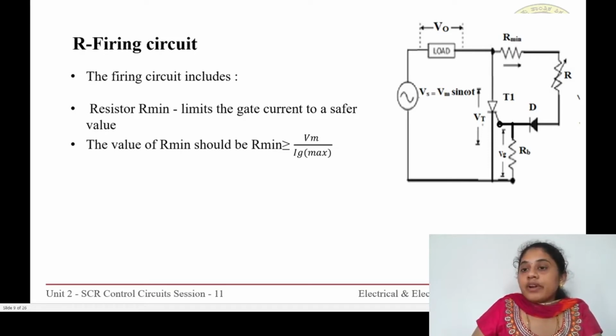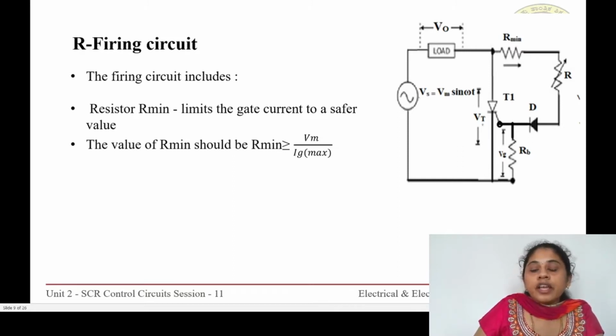If this resistance had not been there, the entire supply current would have gone into the gate and the thyristor would have been triggered immediately. So we need R minimum in order to limit the gate current. To calculate the limiting resistance value, we have an equation: R min should be greater than or equal to Vm divided by Ig. Vm is the maximum peak value of the supply voltage and Ig is the maximum gate current.